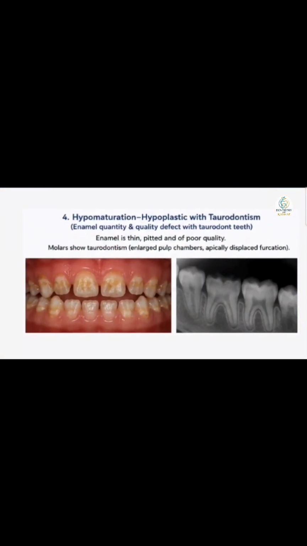Then the fourth type is hypomaturation hypoplastic with taurodontism. Enamel quantity and quality defect with taurodontic teeth. Taurodontism is one of the dental anomalies associated with amelogenesis imperfecta. Enamel is thin, pitted, and of poor quality. In this, you will always look at molars: molars with short taurodontism. What is taurodontism? Basically an enlarged pulp chamber with apically displaced furcation. I will elaborate on it later.